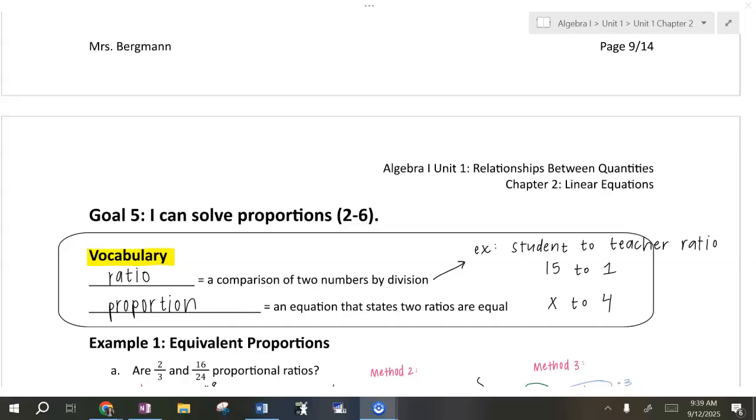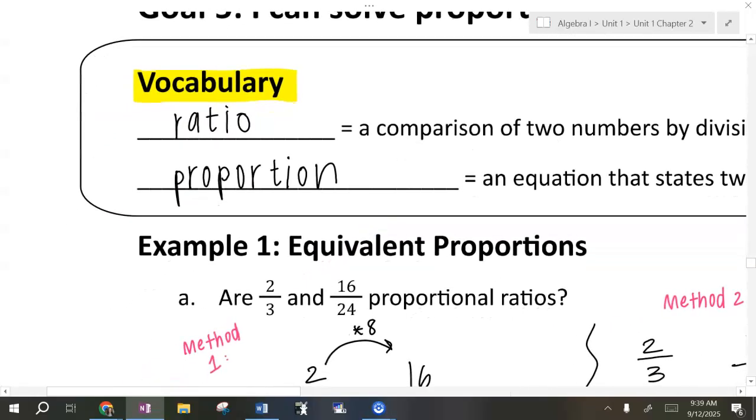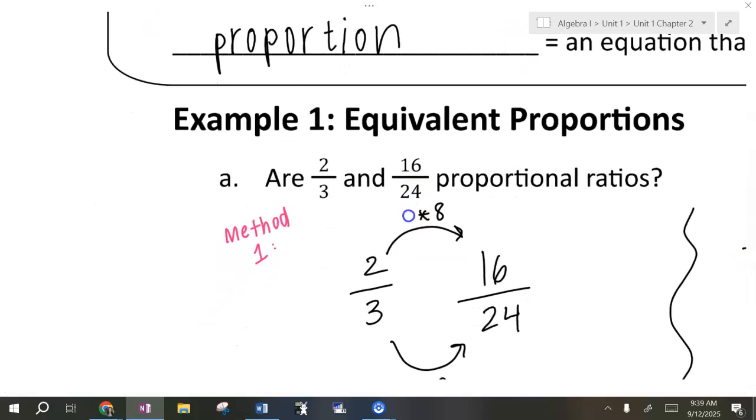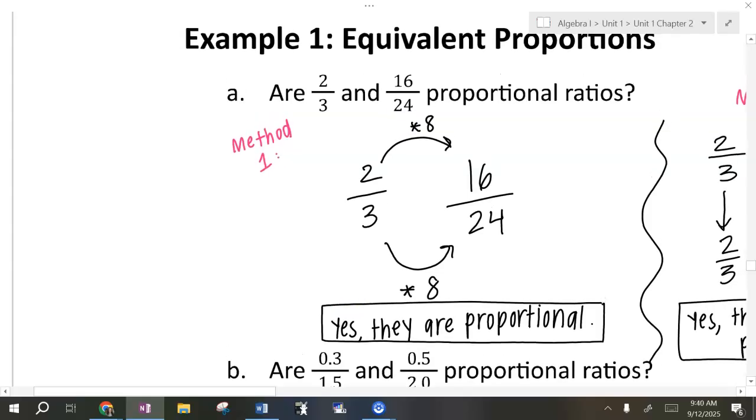However, you might see ratios with a variable like x to 4. So then you would have to solve and figure out what the missing number is. You can use proportions to do that. First, we're going to look at equivalent proportions, deciding whether two ratios are proportional or not. So let's take a look at these two. Are 2/3 and 16/24 proportional ratios?